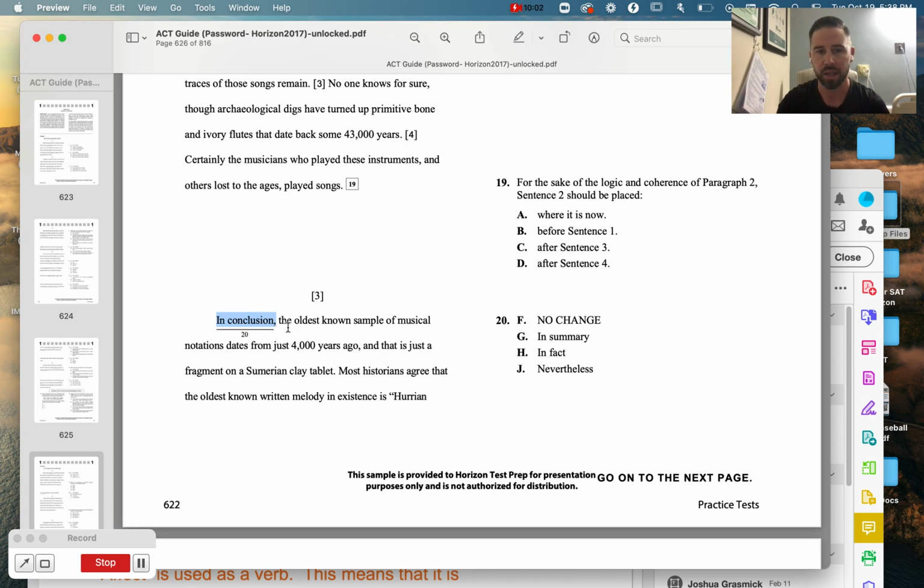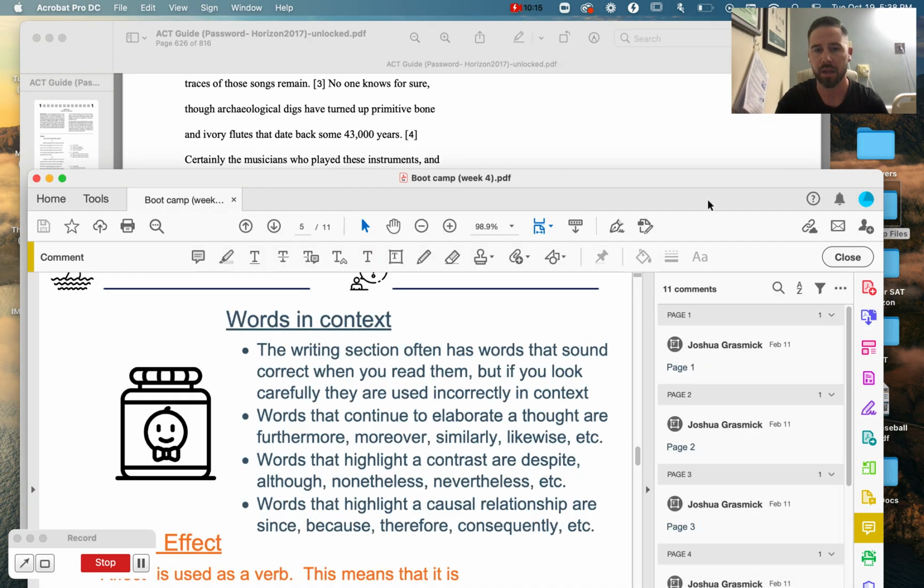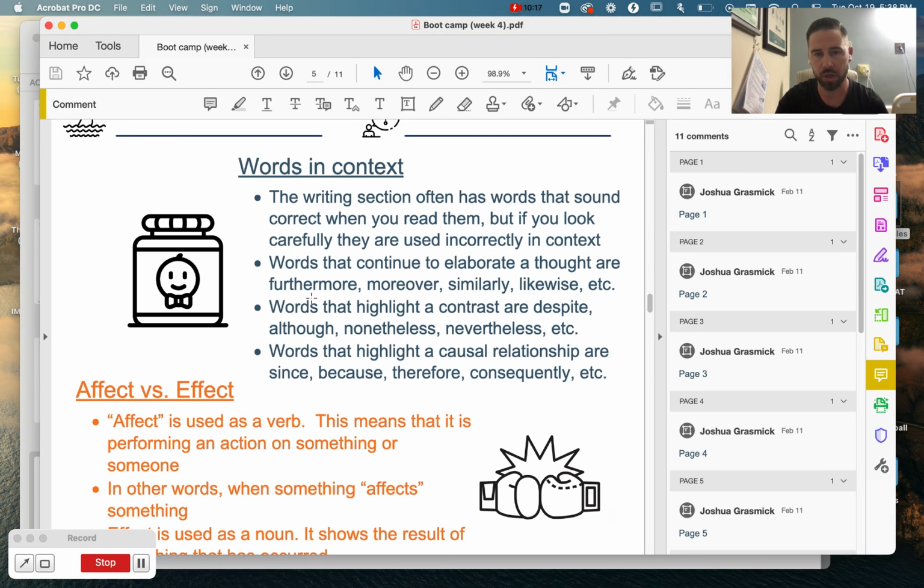Okay, for this one, it's not in conclusion, the oldest known sample of musical notations dates from 4,000 years ago. Okay, this one's like, in fact, right? In fact, and then they give you a fact. Okay, so over here, just know with these words, right? Is it a contrast? Is it building on something? Is it actually a conclusion? So when you see these words, things got to go off in your brain, like, ooh, that's a context word. Is it being used in the right context?